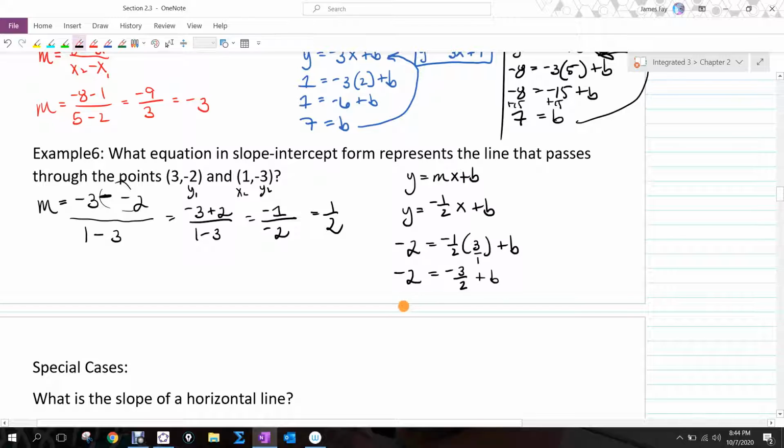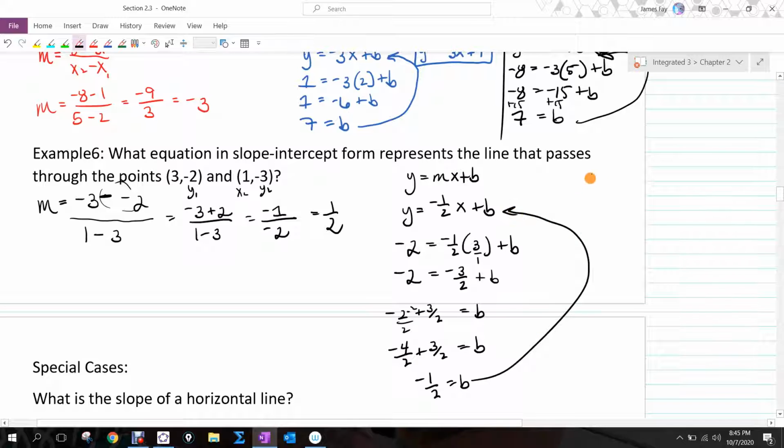Now I'll add 3/2 to both sides, so I get -2 plus 3/2 equals b. Now I like to write this as a fraction, so I need a common denominator, which will be 2. So you multiply the top by 2, so it'll be -4/2 plus 3/2 equals b. And that ends up being -1/2 is b. So in this case, we have y equals -1/2 x minus 1/2.